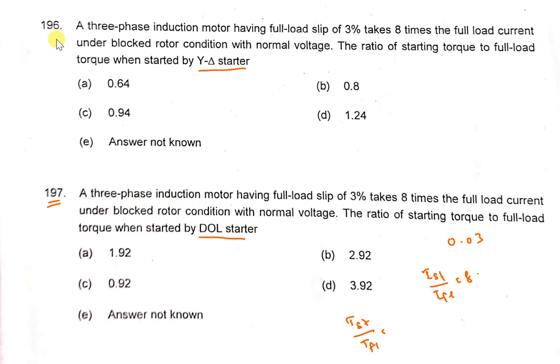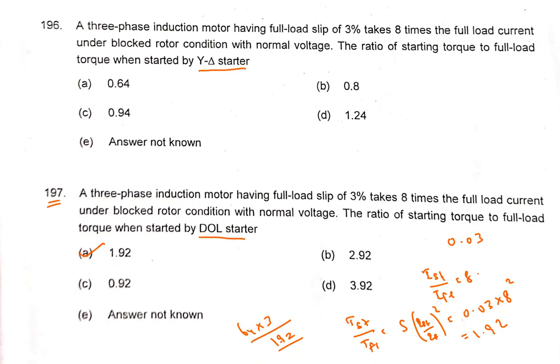So the formula for this: the ratio is equal to S into (starting current divided by full load current) the whole square. So 0.03 into 8 square, so therefore 64 into 3. So 12, 1, 19. Double sum. So therefore the answer is 1.92.